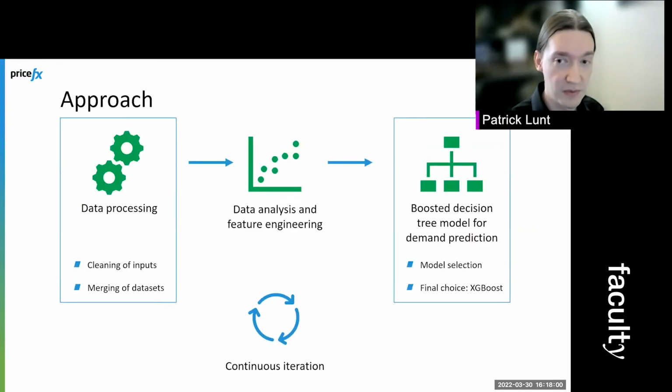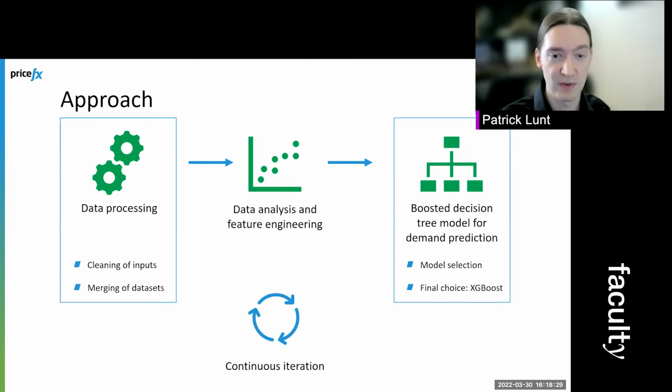Well, our approach was to build a generalized machine learning pipeline that takes data from one of PriceFX's retail clients, such as transaction data and product data. Then we clean the inputs and merge the data sets together, and we do some data analysis and then some feature engineering to try and account for these external factors. And then we use that to train a model. We investigated a number of different models, and we finally settled on using XGBoost, which is a boosted decision tree model. And we use this model to predict demand.